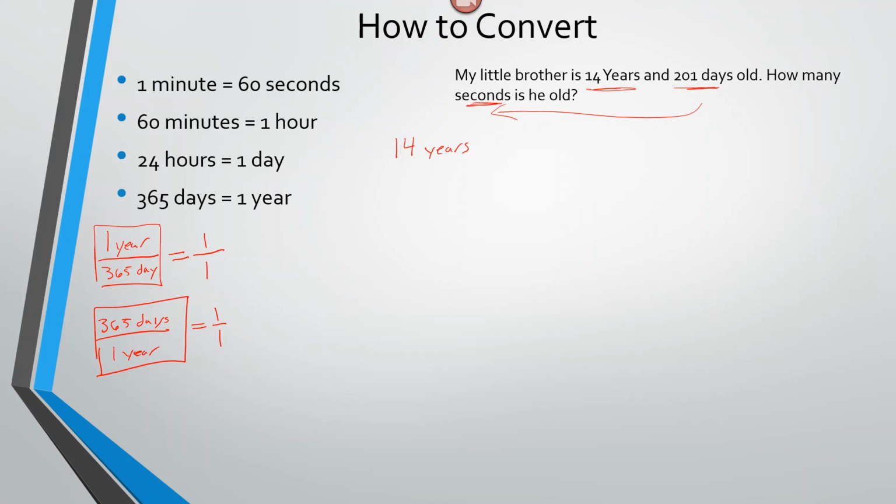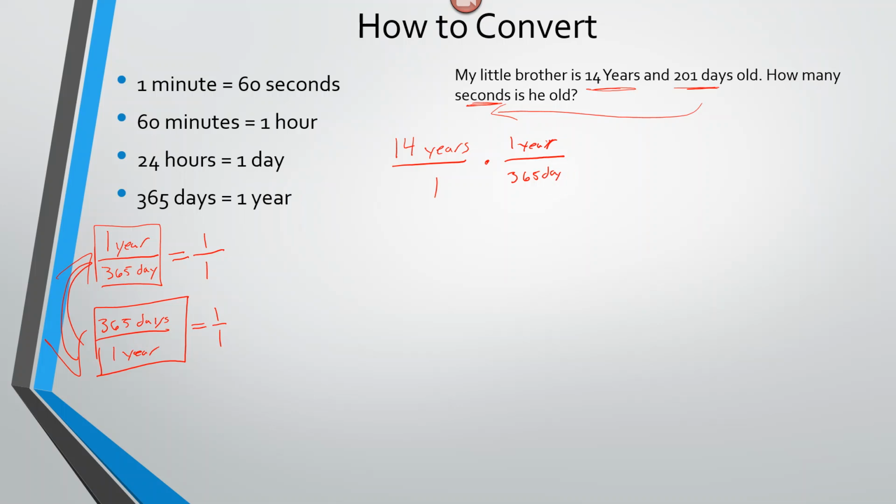But if we're going to convert to days, which of these two do we want to use? Well, if we use the first one, let's just see what would happen. We have 14 years times 1 year over 365 days, and the 14 is understood to be over 1. If we multiply this out and look at our units, we're going to get year times year. That would give us year squared, divided by days, because now we have days in the denominator.